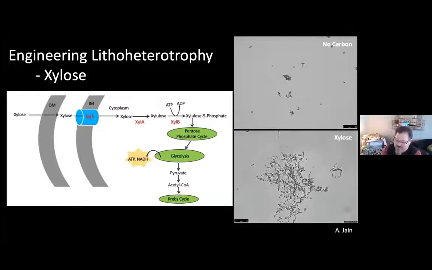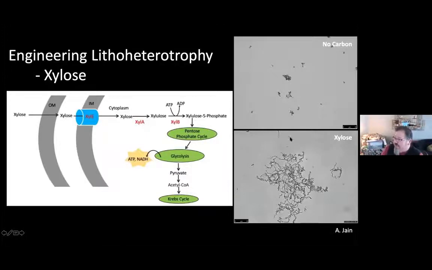The baby step in this is to replace the CO2 that they're using to make biomass with fixed carbon. And so we gave them a pathway to bring in xylose, an isomerase, and a kinase to then feed this sugar right into the pentose phosphate pathway.